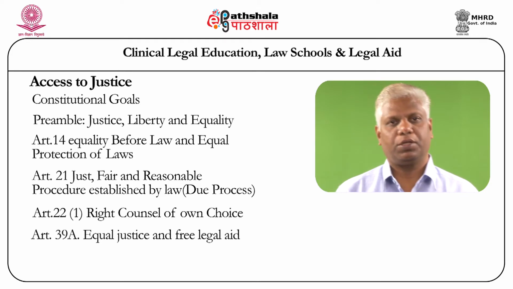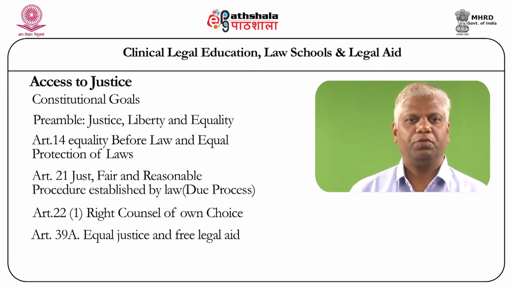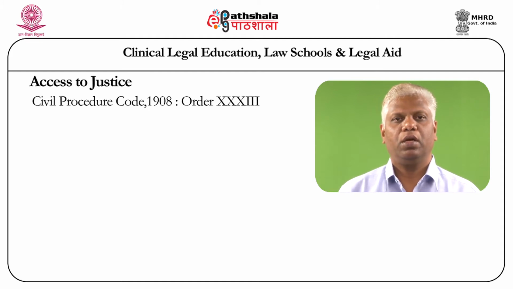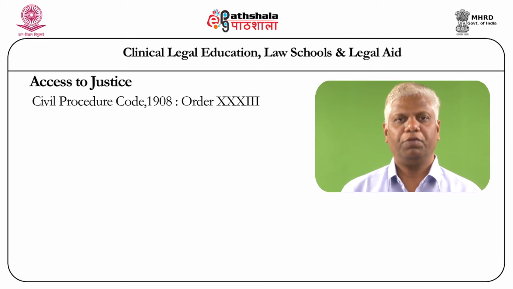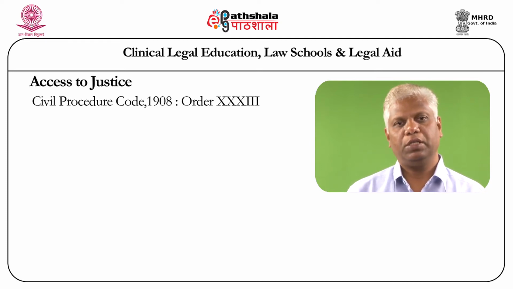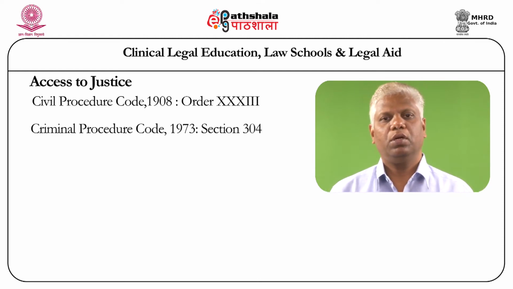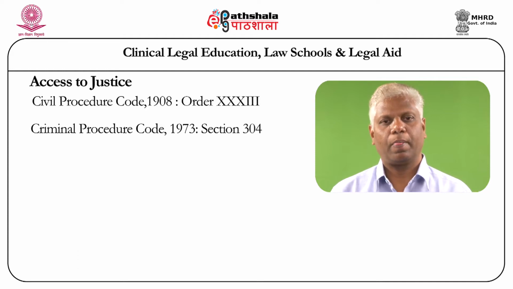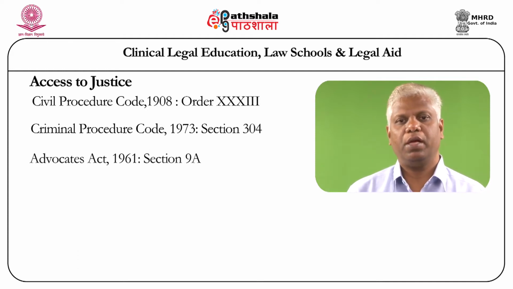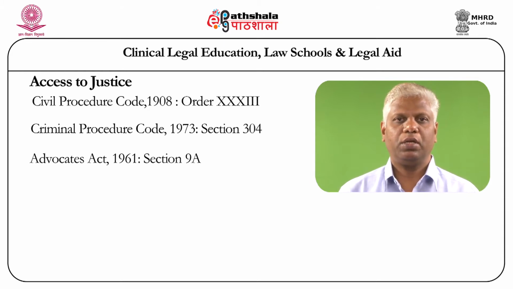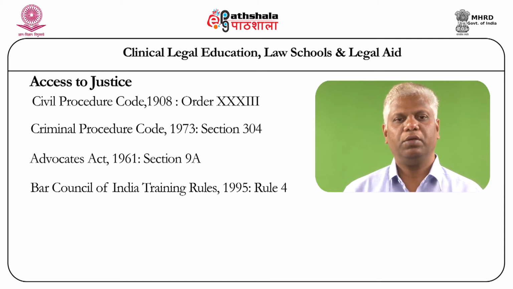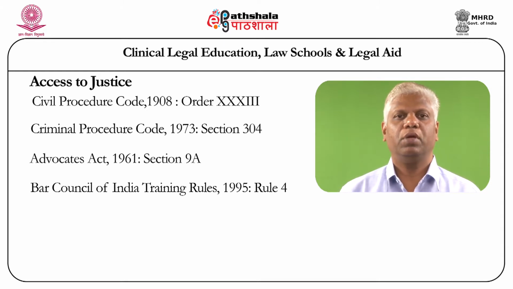In addition to the constitutional protection, there are several statutory protections for providing access to justice. To start with, the Civil Procedure Code, Order 33, where in a civil suit, if a person is unable to defend himself, the state has to provide free legal aid. Along similar lines, the Criminal Procedure Code, Section 304, also provides free legal aid to persons who cannot afford a lawyer. Even the Advocates Act 1961, Section 9A talks about legal aid, and it is not only the state's obligation but also a professional obligation for lawyers under the Bar Council of India Rules 1995. Rule 46 clearly says that a lawyer cannot refuse to defend a client only because the client will not be in a position to pay.